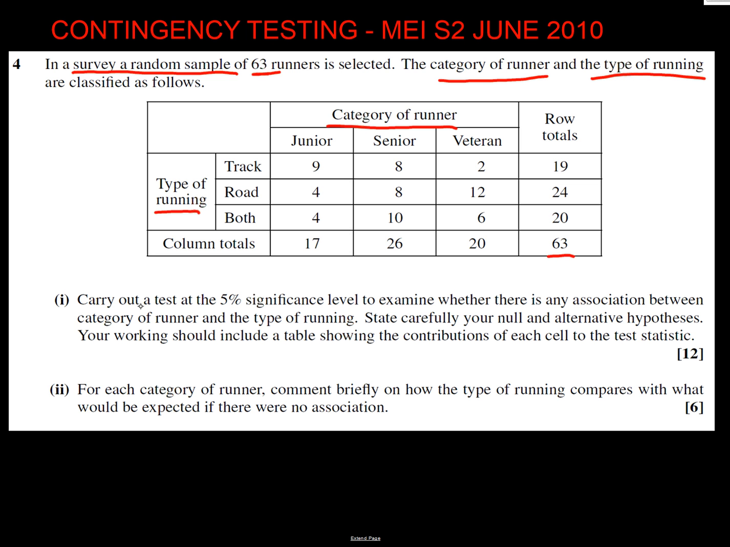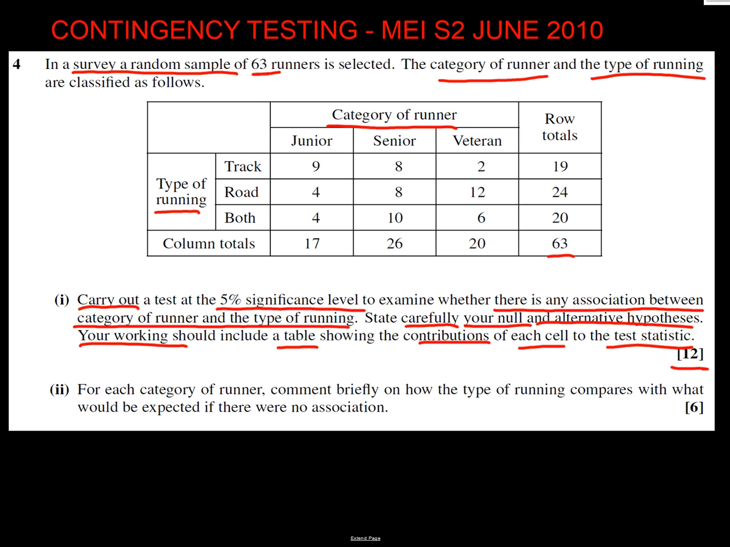So what's it asking us to do? Carry out a test at 5% significance level to examine whether there is any association between category of runner and type of runner. State carefully your null hypothesis and alternative hypothesis. Your workings should include a table showing the contribution of each cell to the test statistic. That's a bit of fun, isn't it? Because our calculator can do all of that without bothering to do that last bit. So it looks like we're going to have to do that manually. But there's 12 marks in here. So let's get to it, shall we?